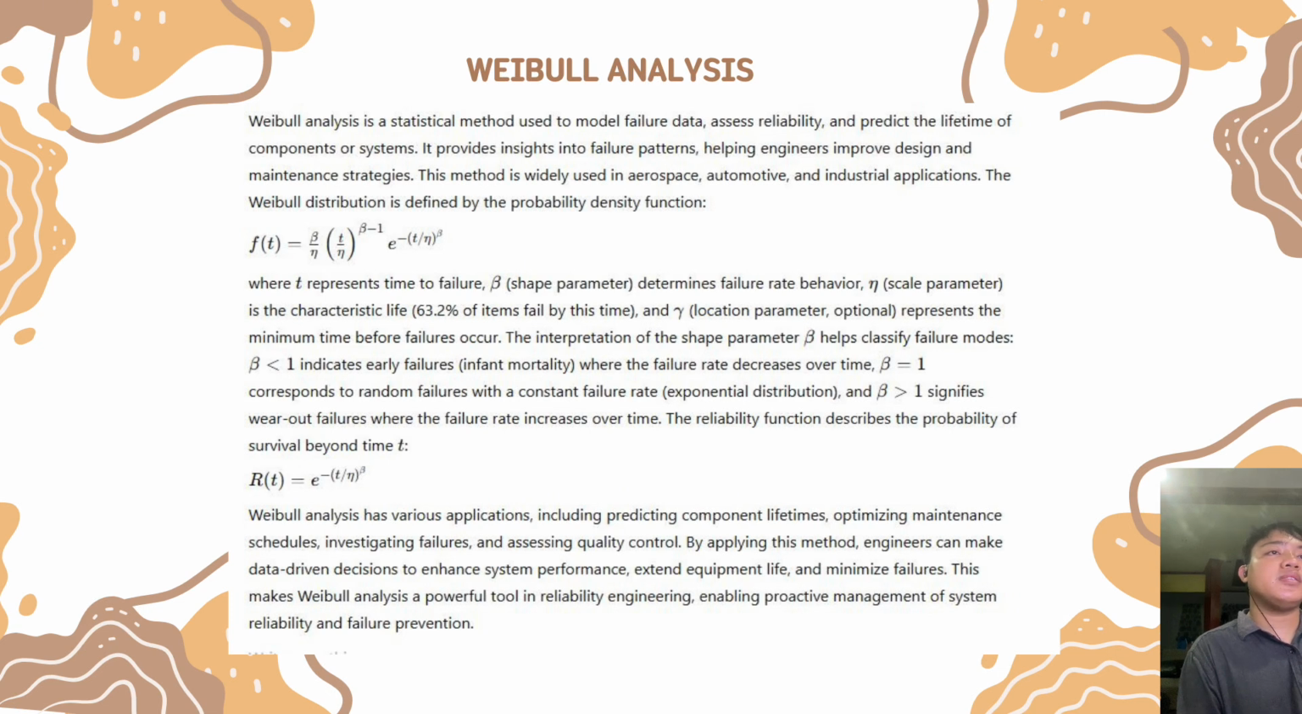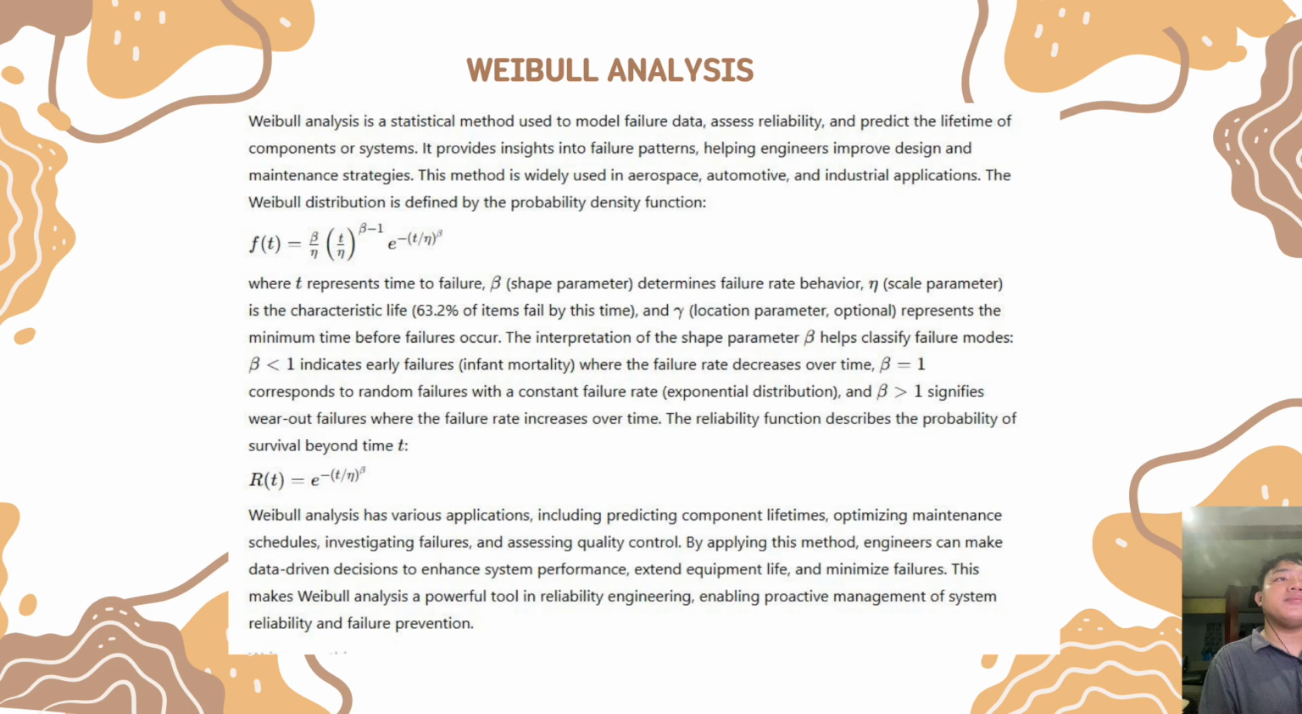The interpretation of the shape parameter helps classify failure modes. β less than 1 indicates early failures, infant mortality, where the failure rate decreases over time. β equals 1 corresponds to random failures with a constant failure rate, which is the exponential distribution. β greater than 1 signifies wear out failures where the failure rate increases over time. The reliability function describes the probability of survival beyond time t.